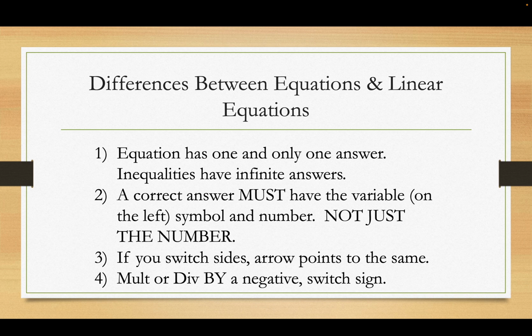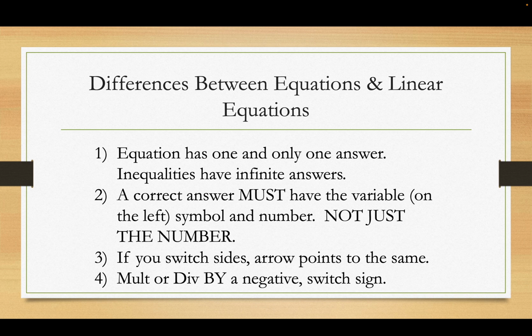Differences between linear equations and inequalities is what that should say. Equations have only one answer. Inequalities have infinite answers. We talked about that the other day. A correct answer for an inequality must have the variable on the left, the symbol, and the number, not just the number. It's really important because there are infinite answers for an inequality. Can't fit them all on the number line, or on the answer space, I should say.